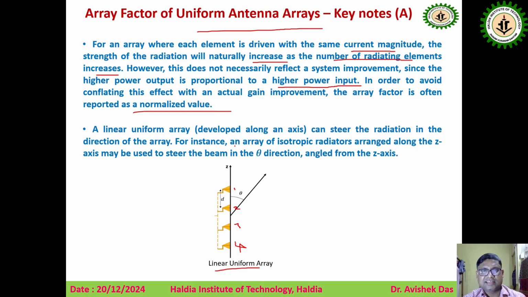Okay, a linear uniform array can steer the radiation in the direction of the array. For instance, an array of isotropic radiators arranged along the z-axis may be used to steer the beam in the theta direction, the angle from the z direction. We can change the radiation pattern of the linear antenna array to any angle, that is, we can change the theta direction. If we change the phase excitation of each element of the antenna, then the radiation pattern will steer to any particular angle. So we can steer the beam by changing the phase excitation of each element.